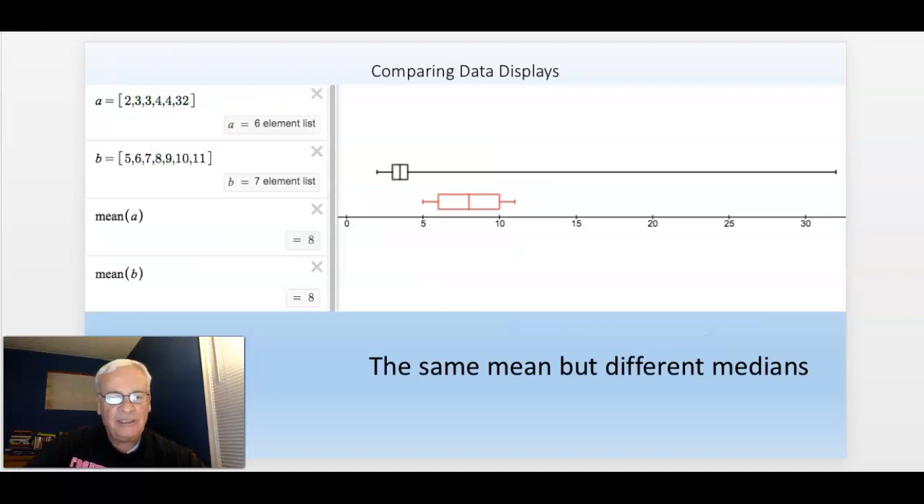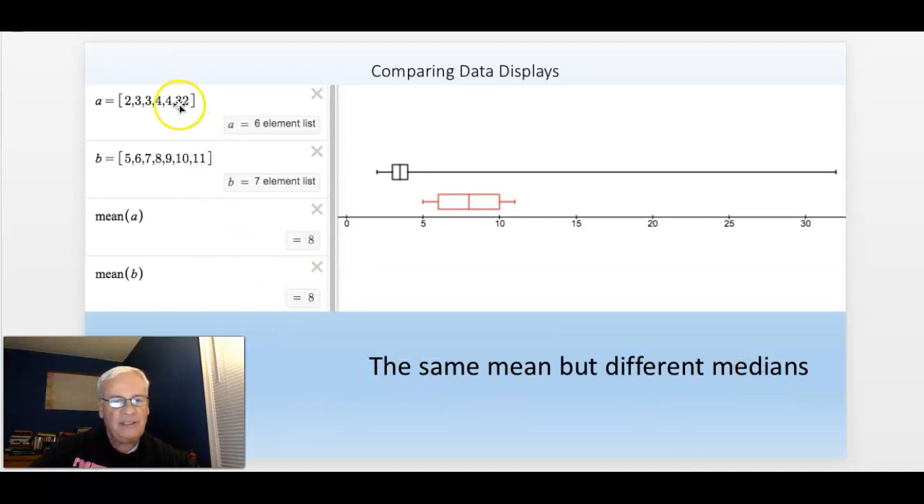I did want to show you an example of two sets of data that have the same mean, the same average. See these two sets of data? They have the same mean. The mean is 8. The average is 8. All right, but they have very different medians.